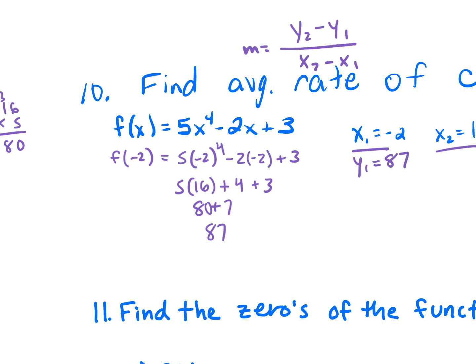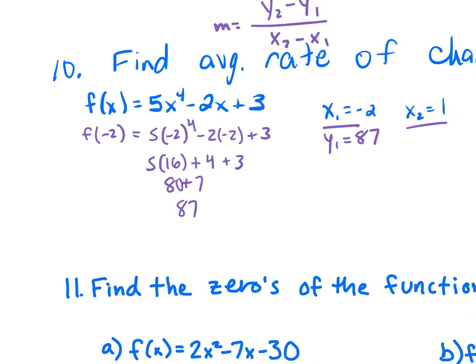And then I'm going to do the same thing, but plug in 1 this time. So f of 1 would be 5 times 1 to the 4th power minus 2 times 1 plus 3. So 5 minus 2 plus 3. So this would be 6. So my y2 is 6.